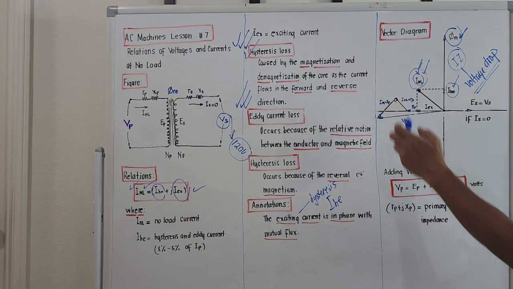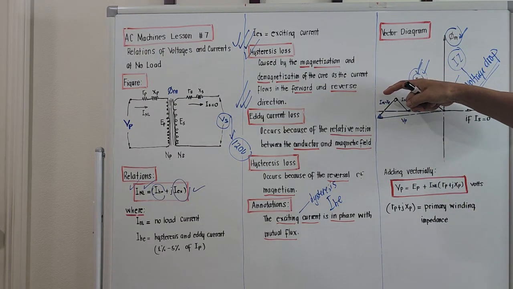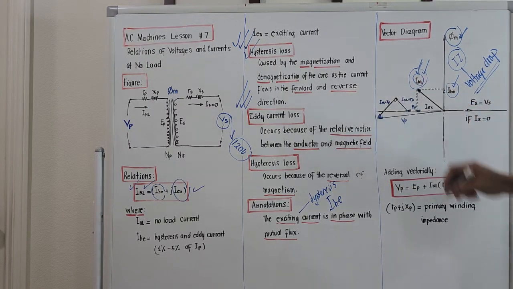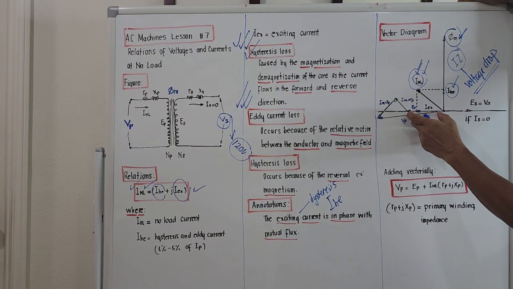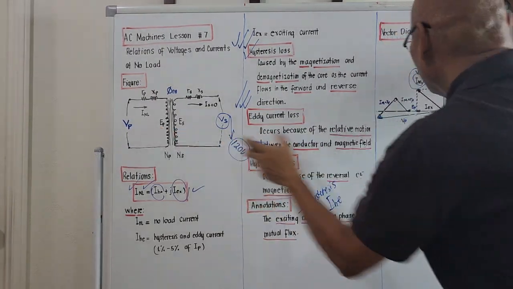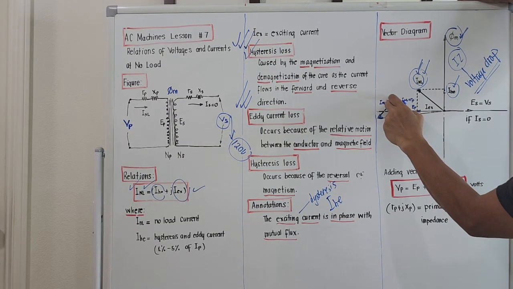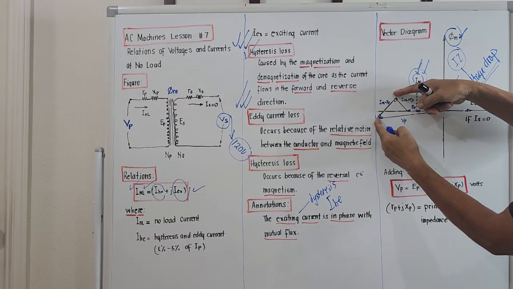This side here. And perpendicular with it is the product of no load current times X sub P. Perpendicular, so this is a right triangle. So the vectorial sum of, this is E sub P, the induced voltage. This is the product of I no load times R sub P, and this is the product of I no load times X sub P.